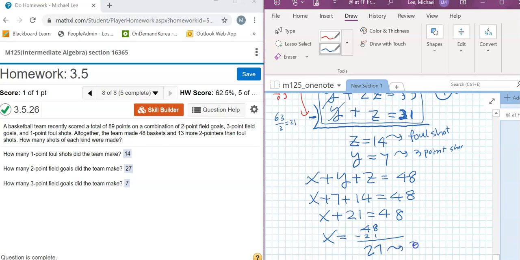This is the 2-point shots. So the 1-point shots are 14, the 2-point shots are 27, and the 3-point shots are 7.